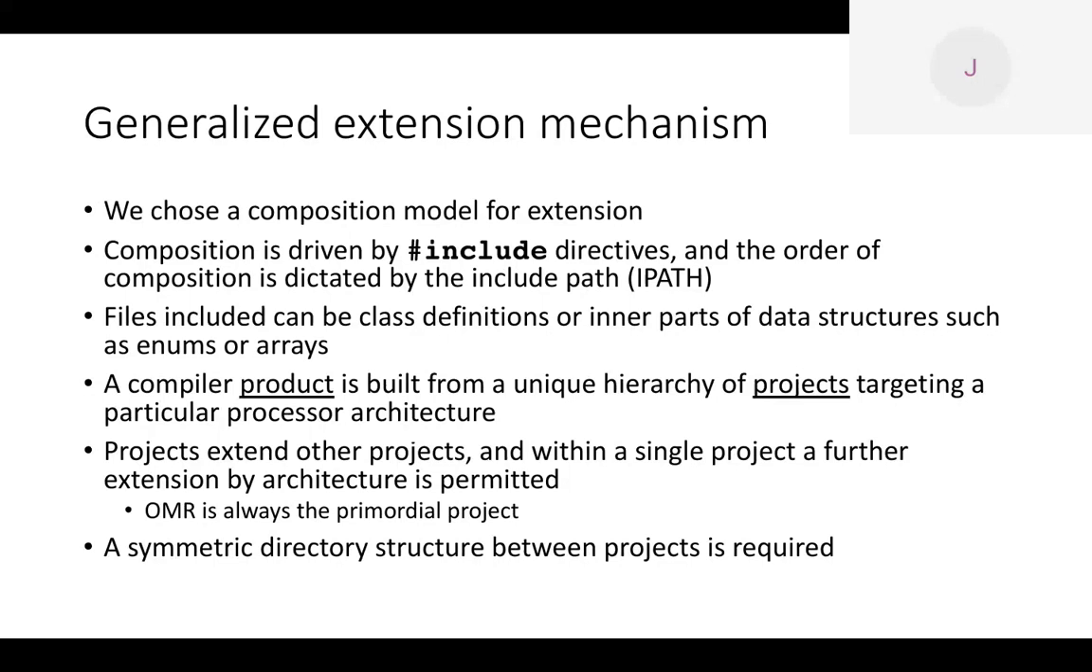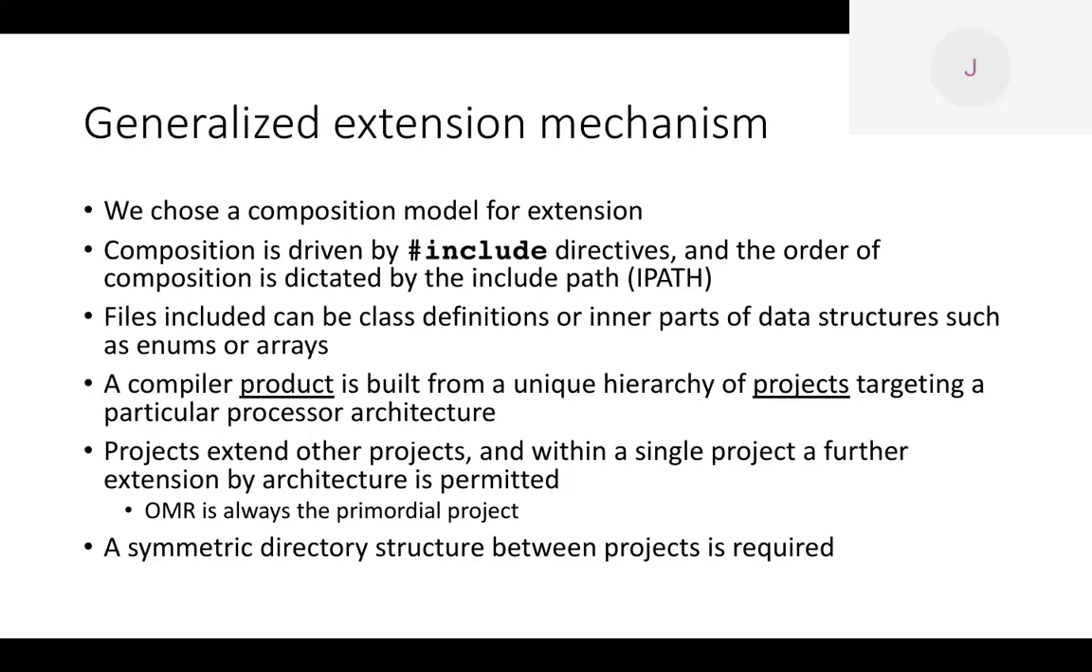Just some terminology. A compiler product is built using a hierarchy of projects that target a particular architecture. When we're talking about projects here, we're talking about, like, OMR, for example, is a project. OpenJ9 is a project. Ruby or Lua would be a project. And a product is something that is built from a hierarchy of those projects. Any of these projects can also provide processor specialization, right? So you can have x86 specialization or ARM specialization of pretty much any class that's in this hierarchy.